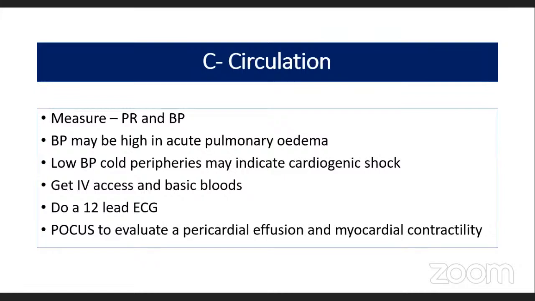Okay. In circulation, the other thing you need to do is take a 12-lead electrocardiogram, ECG, and if it was missed in the point of care ultrasound scan, you need to check for any pericardial collection here. Therefore, in circulation, you look for pulse, blood pressure, and capillary refill. In addition, you need to get intravenous access, basic blood investigations, and a 12-lead ECG.